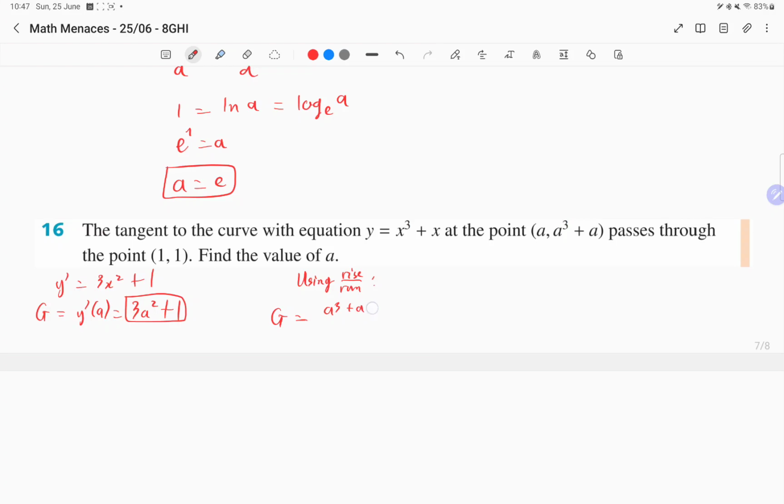Can you cancel out the ones? Where? a cubed plus a minus 1 and a minus 1. No, because they're all terms. It's not multiplied. Only when you have multiplication, then you can cancel out the factors, not terms.